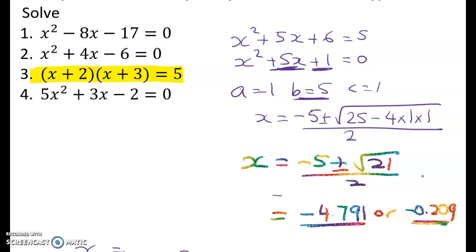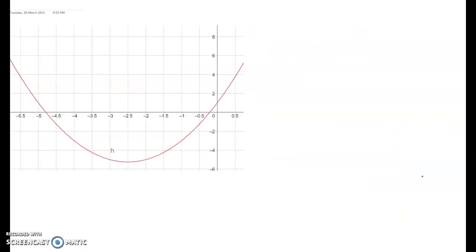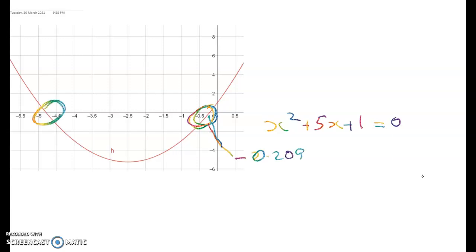Now let's look at the graph for it. Yep, that looks good. Okay, so we've got x squared plus 5x plus 1 equals 0 is what we're solving. And you can see that one of those roots is here. That's the one at negative 0.209. One of the roots is over here at negative 4.791. And you can also see that my y-intercept is here. You're going to need to get really, really fluent with sketching and interpreting quadratic graphs for the graphing internal, so it's good to get used to it now.